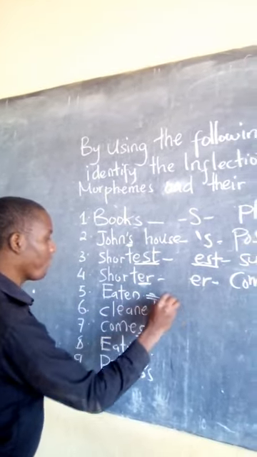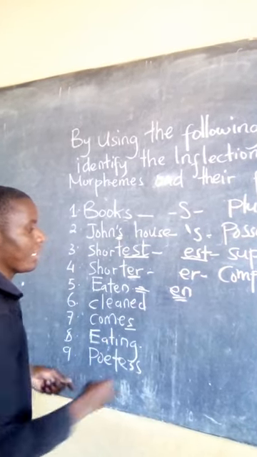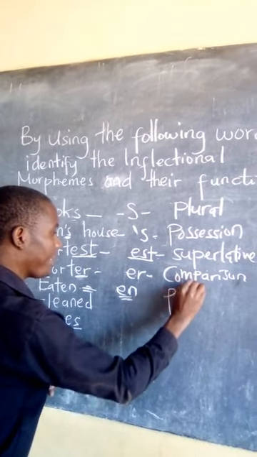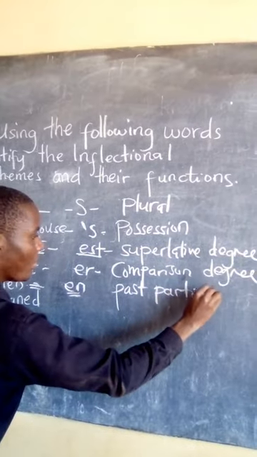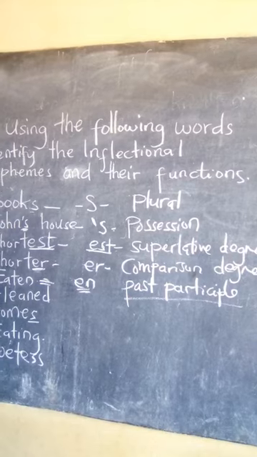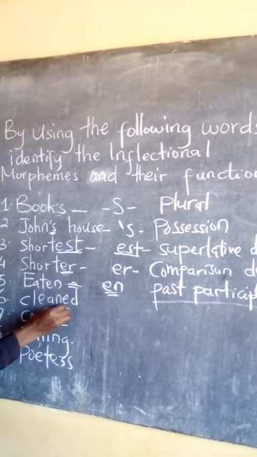Eaten. The inflectional morpheme here is en. This shows the past participle.